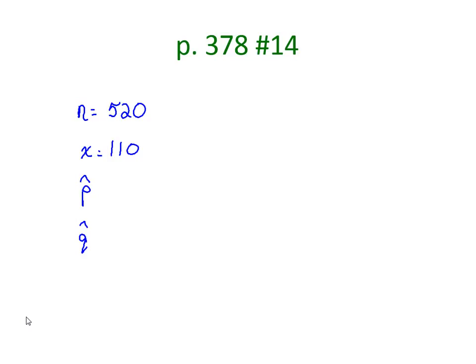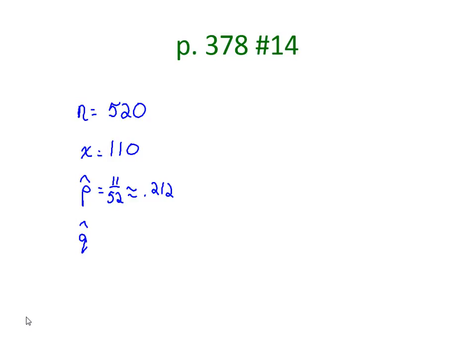What is p hat? Okay, 11 over 52, which is approximately 0.2115. That's an approximately. That's horrible. And let's see, with these, we were rounding them to 3 decimals, weren't we? This would be approximately 0.212.